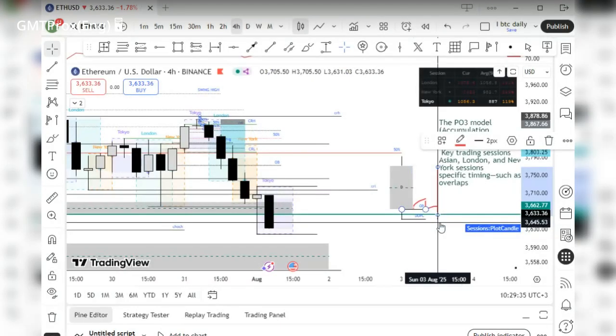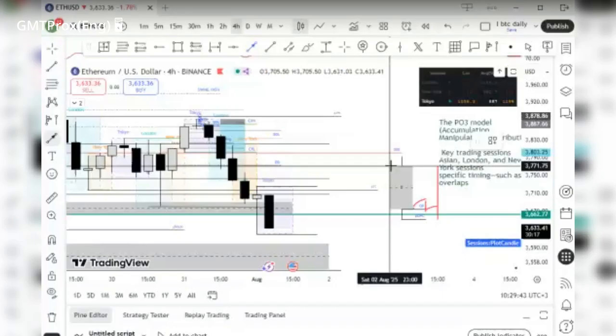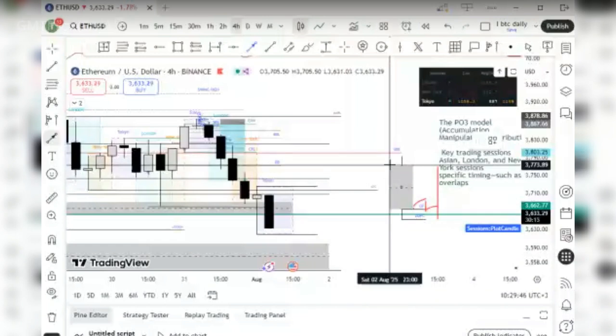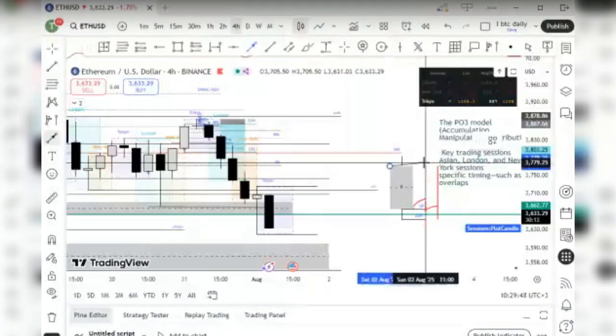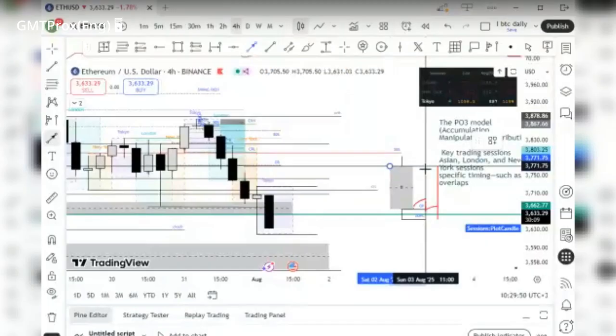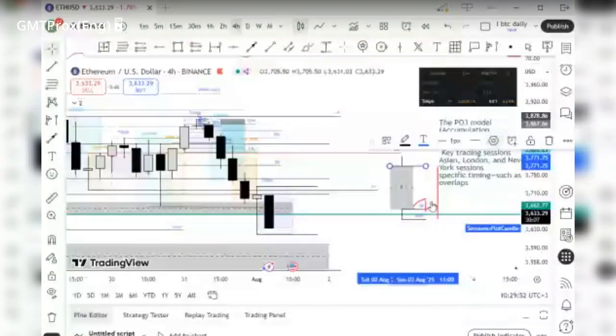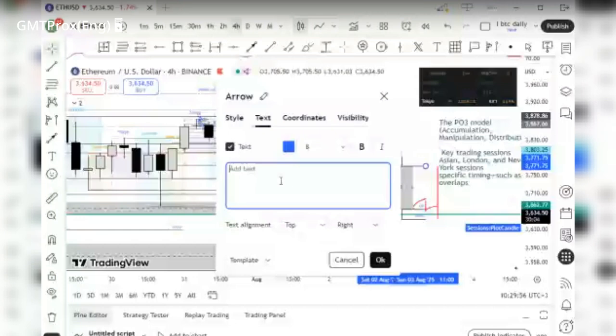Now identify the closing. So where did the price close? The price closed at this level here. This is our closing price. I'm going to name it the daily close price.